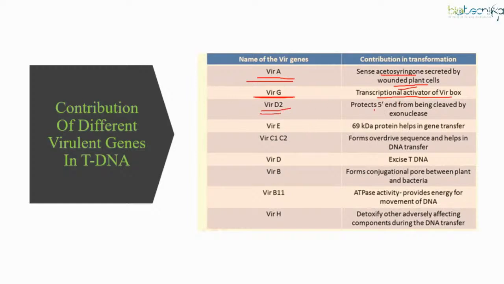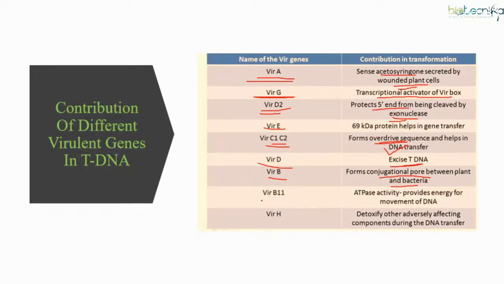Vir-D2, it protects the 5' end from being cleaved by exonuclease activity. E helps in the gene transfer. C1 and C2 basically form the overdrive sequences that help in the DNA transfer. That means they serve as an enhancer to carry out the gene expression as well. Vir D, they will help in removing the tDNA from the Ti plasmid. B forms the conjugational pore between the plant and the bacteria so that the transmission can take place effectively.